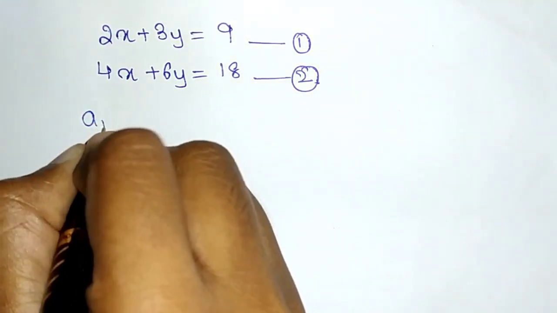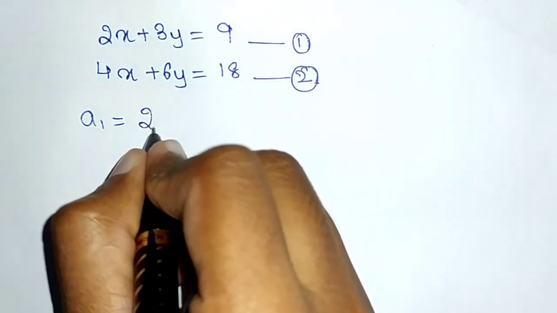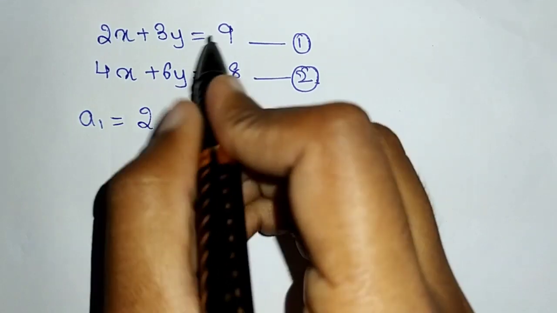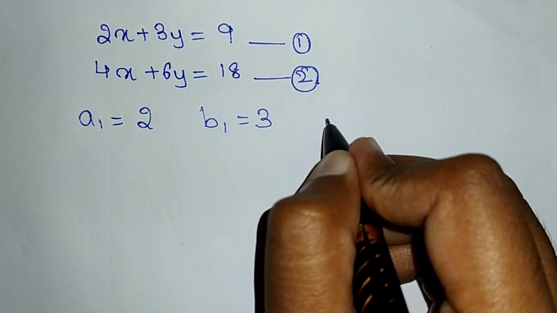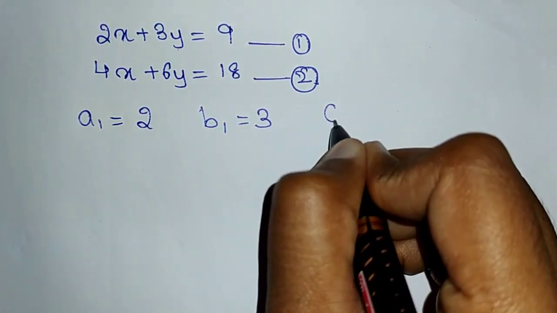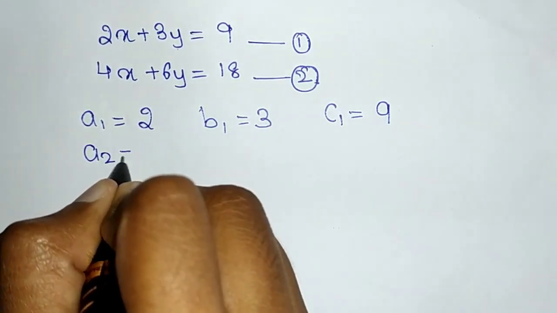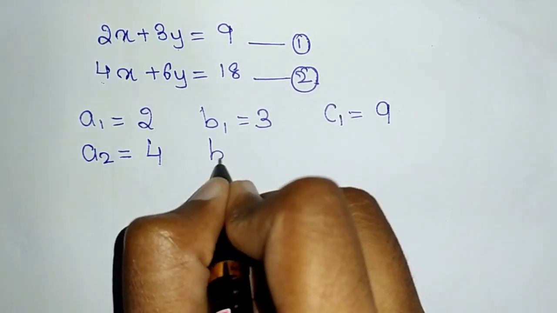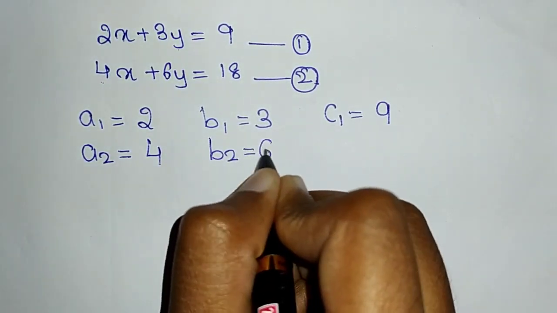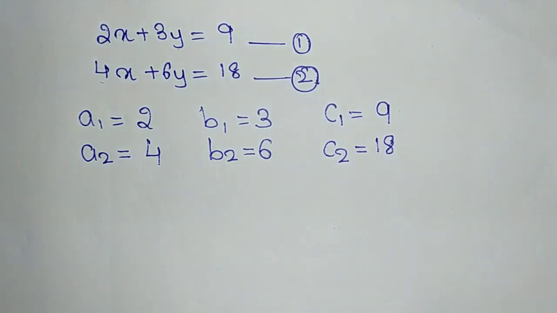So a1 is equal to coefficient of x in first equation, that is 2, and b1 is equal to coefficient of y in first equation. So b1 is equal to 3 and c1 is the constant of first equation. c1 is equal to 9. Similarly, a2 is equal to coefficient of x in second equation, 4. b2 is equal to 6 and lastly c2 is equal to 18. So now let us look at our conditions.